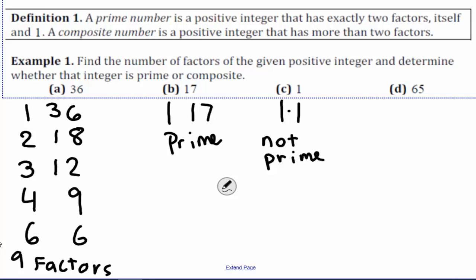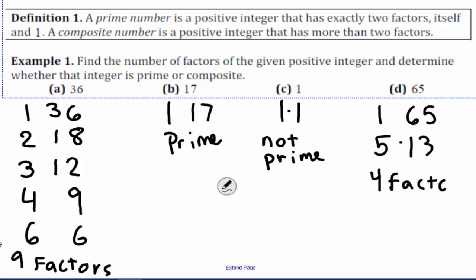Alright, so the last one there is 65. We need to think of all things that multiply here to make 65. 1 and 65. 2 doesn't, 3 doesn't, but 5 does. 5 times 13. So that makes this now 4 factors, and it makes it a composite since we have more than 2 unique factors.